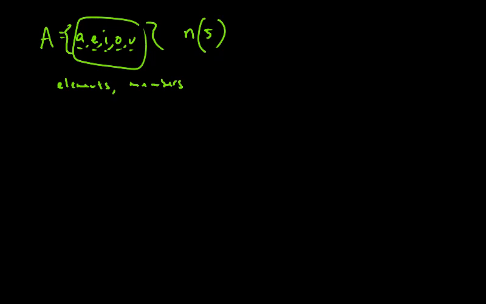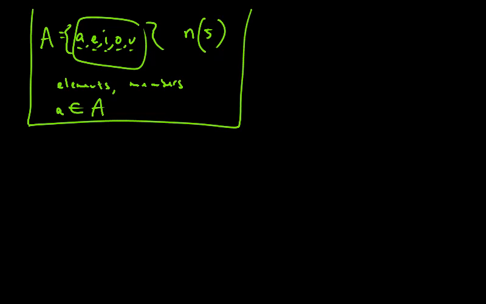Now, if I wanted to specify whether or not the vowel A is a member of the set of vowels, then I would write the symbol for a member, and I would say A is a member of set A. And this would be the proper way to notate that. If I had an empty set, then I would notate it with an empty set of brackets, or I could put a 0 with a slash through it, and this would be an empty set.